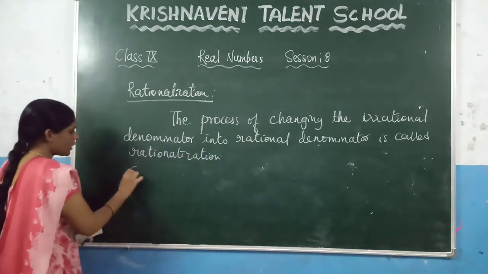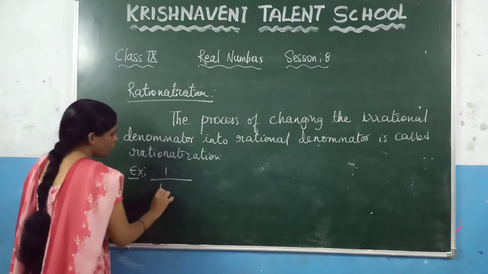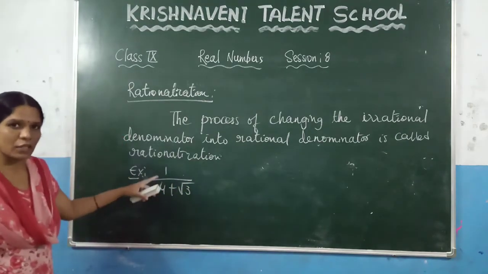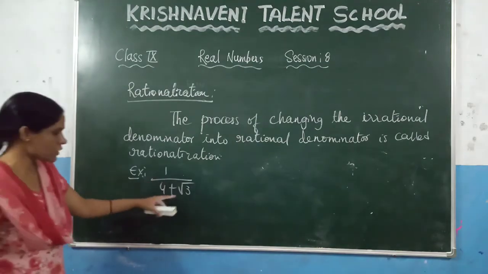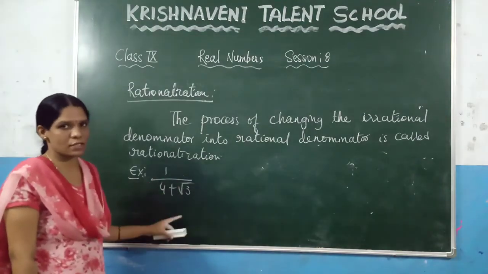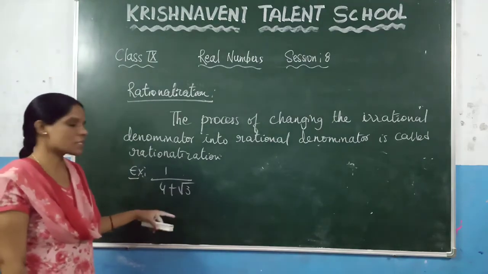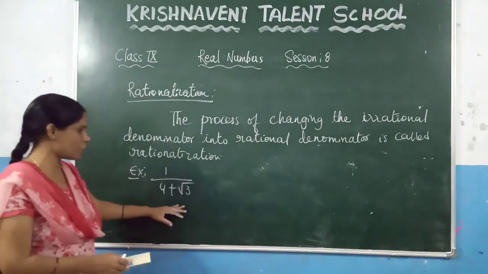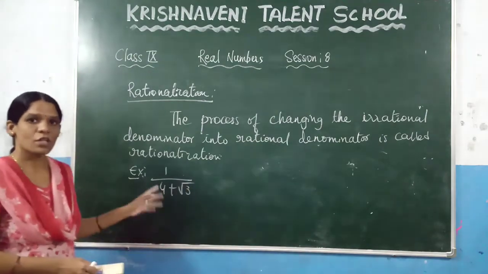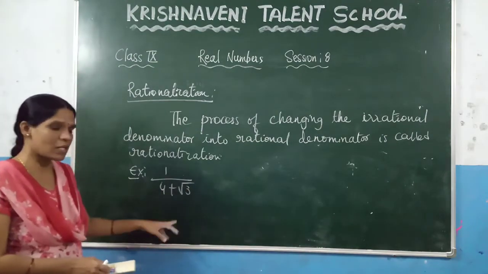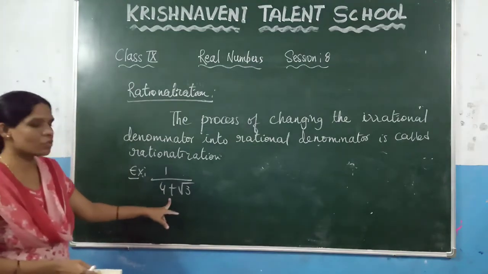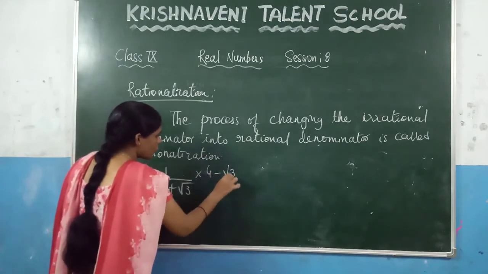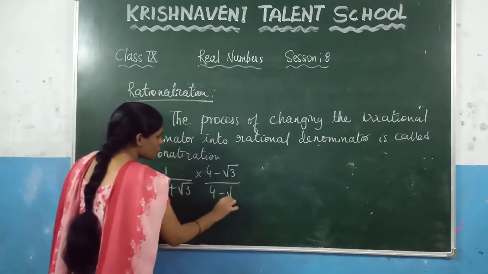Consider one more example here: 1 by 4 plus root 3. Here also you can observe that we cannot divide these two values because the denominator has an irrational number. What do we need to do? We need to change this irrational denominator into a rational denominator. So which number do you need to multiply and divide? The same number, just changing the sign. So 4 minus root 3 by 4 minus root 3.